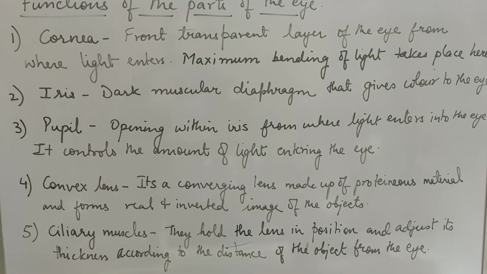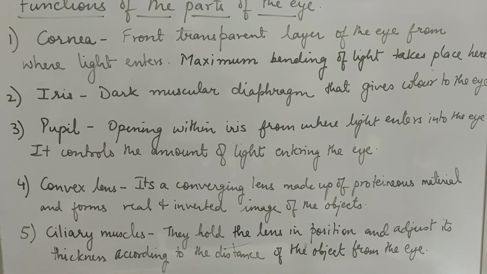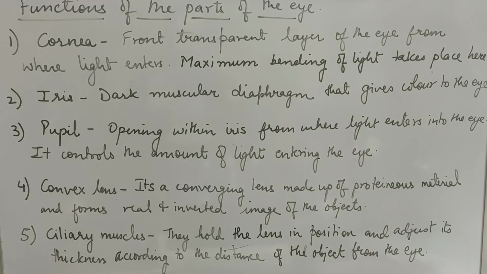Then comes the convex lens. It's a converging lens made up of proteinous material, and it forms a real and inverted image of the objects in front of the eye.